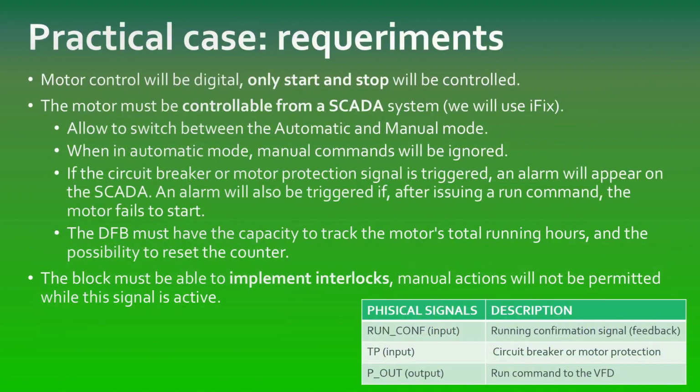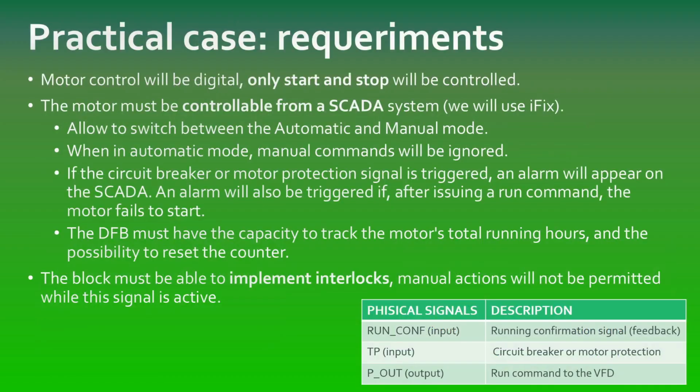The physical PLC input signals will be the digital running confirmation signal feedback and the circuit breaker or motor protection switch activation signal. The physical PLC output signal will be the motor run command. Additionally, the motor must be controllable from a SCADA system, adding the following control layers. It must have a signal to toggle between automatic and manual operation. When in automatic mode, manual commands will be ignored, and the PLC will control the start-stop logic.